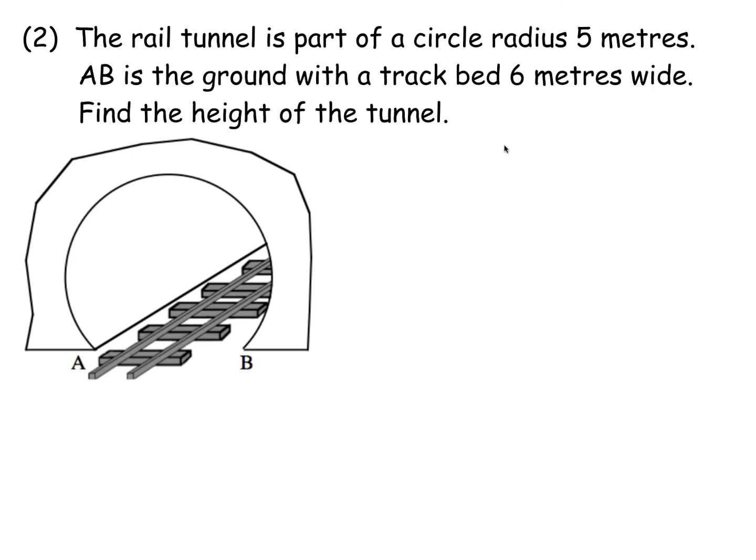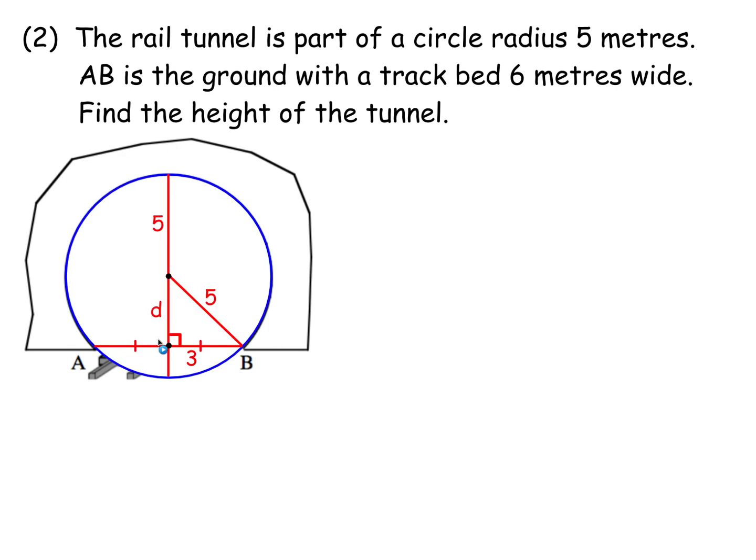Here's another example. It's doing the same thing. This is a railway tunnel. It's circular. It's got a railway track through it, so there's a bed there, and from A to B is basically the chord of a circle. So rail tunnel, radius 5, AB, which is a chord of the circle, is the ground with the track bed 6 metres wide. That's actually the size of the chord from A to B, 6 metres. So there it is there. So what's happening is it's a 5 metre radius. The full length of AB was 6 metres, that was the track bed. Half that chord is 3.